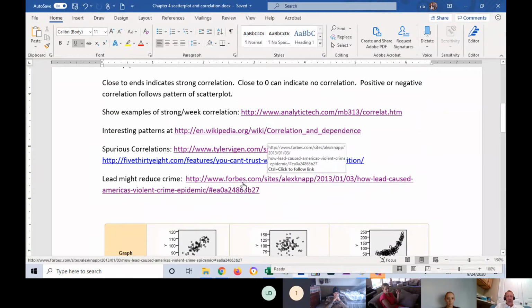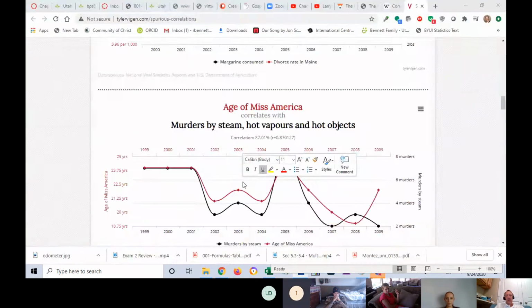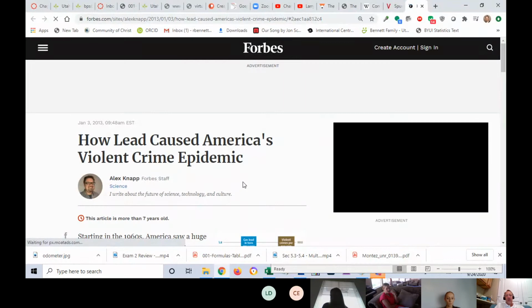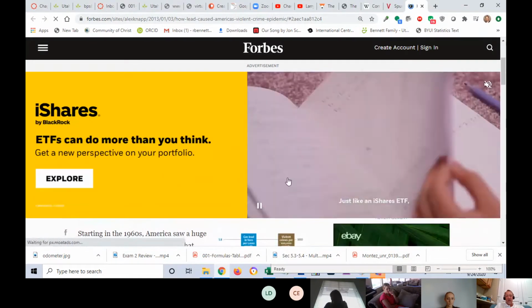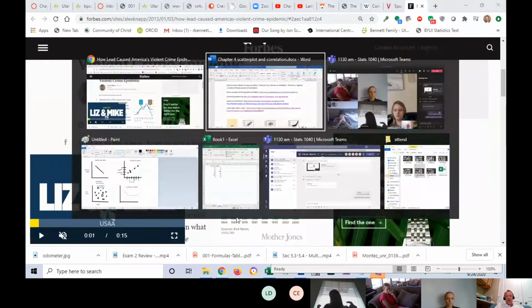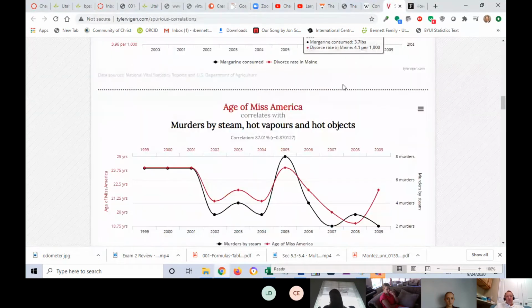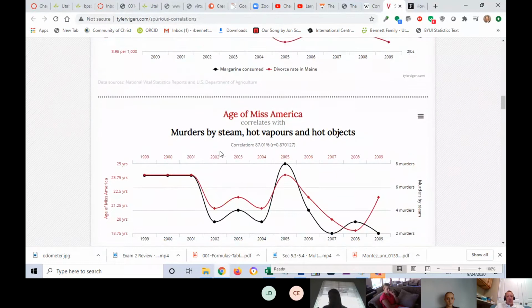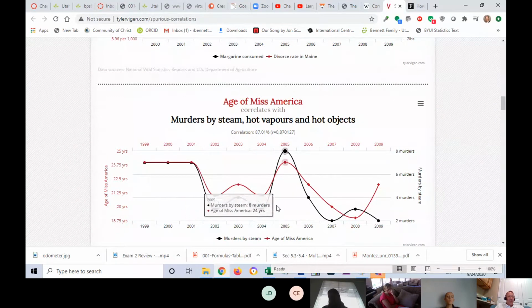This is an interesting one. Let me pull this one up. Did you guys say something? Doesn't it also depend on how they separate the numbers? Because if you put the murders with the age of Miss America, and the numbers were even, like she's 18 and there were 18 murders, it wouldn't be correlated. You said the Miss America. But like 5 murders, they wouldn't be correlated at all.